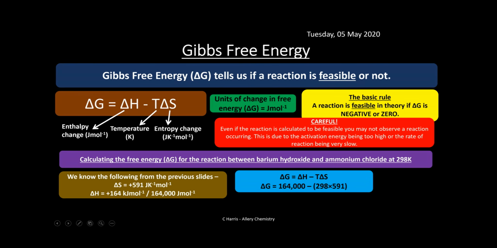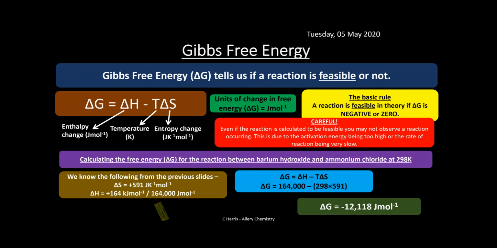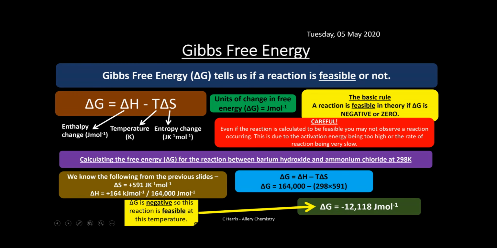So delta G is delta H minus T delta S. Delta H is 164,000, because that's our enthalpy change for this reaction. And it's positive. Remember, it's a positive value because it's endothermic. Minus temperature is 298. We're doing this at room temperature, and delta S is 591 because we've just worked that out. So the value of delta G is minus 12,118 joules per mole. That negative value, remember, tells us that this reaction is feasible at room temperature, and indeed it is when we do it. Even though it's endothermic, the entropy value is so large that it completely outweighs the delta H. So delta G is negative, so it's feasible.